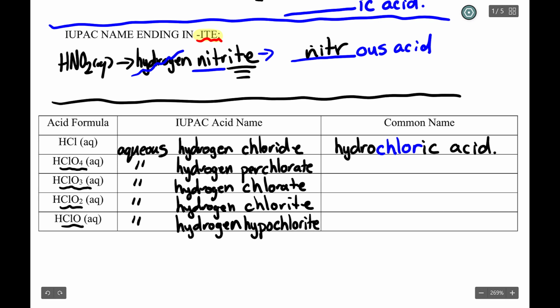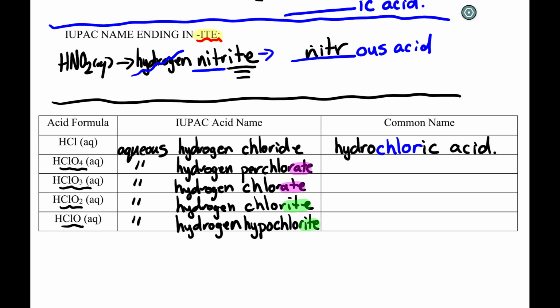Now what you'll notice is I have two ates, perchlorate and chlorate, and I have two ites, chlorite and hypochlorite. The ates both have to follow the ate rule, which is to become ic acid, and the ites both have to follow the ite rule, which ends with ous acid.